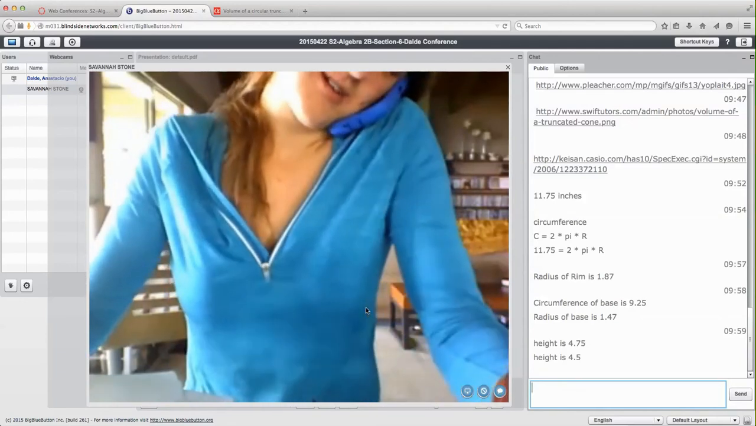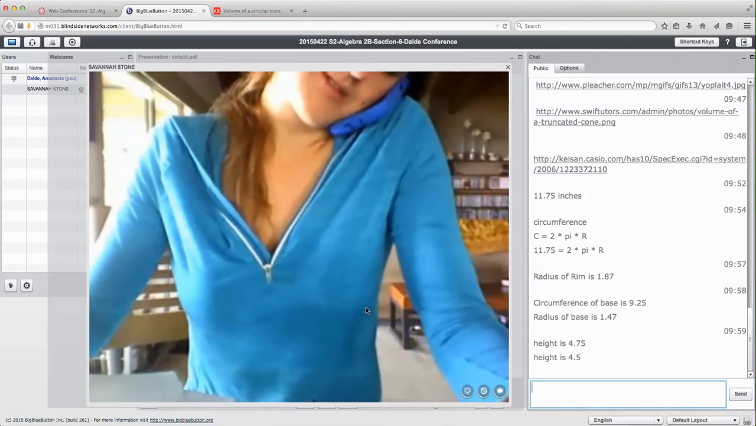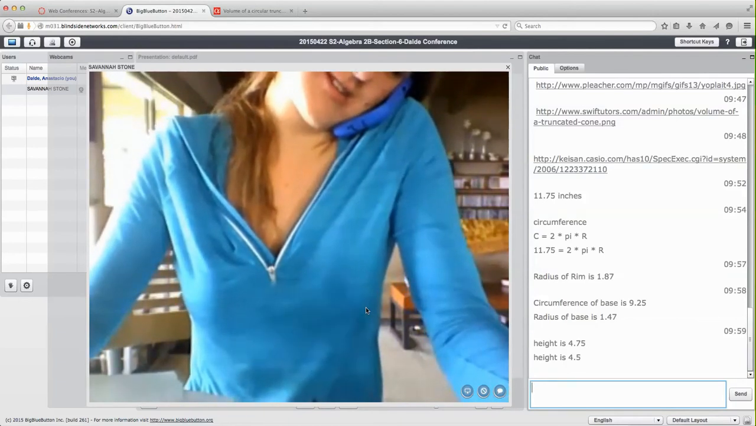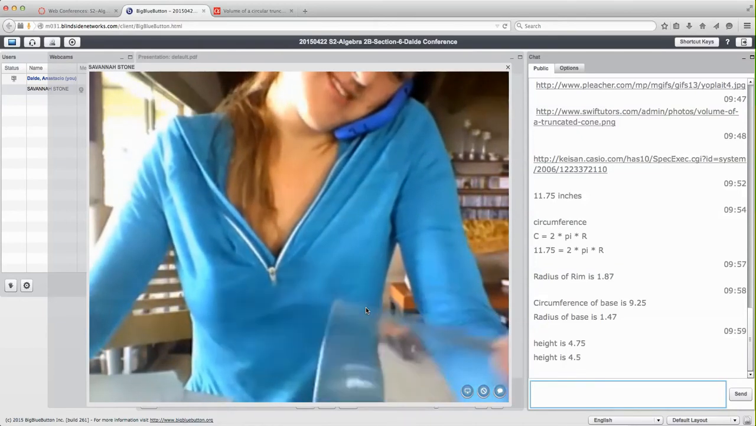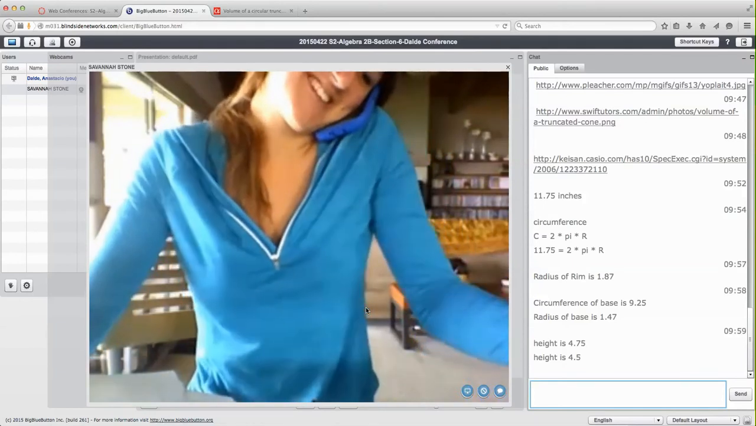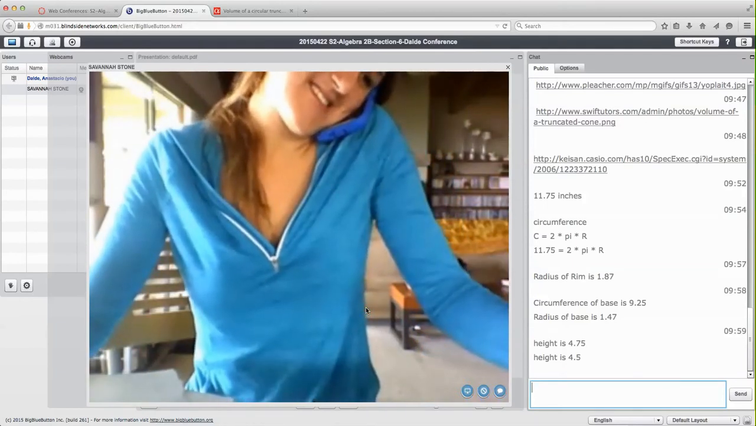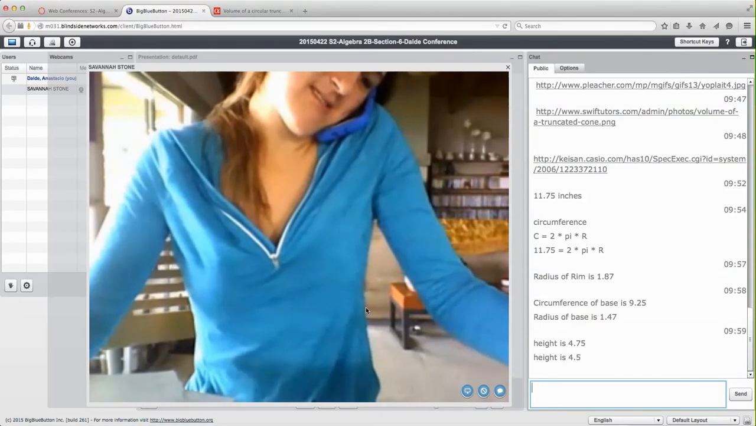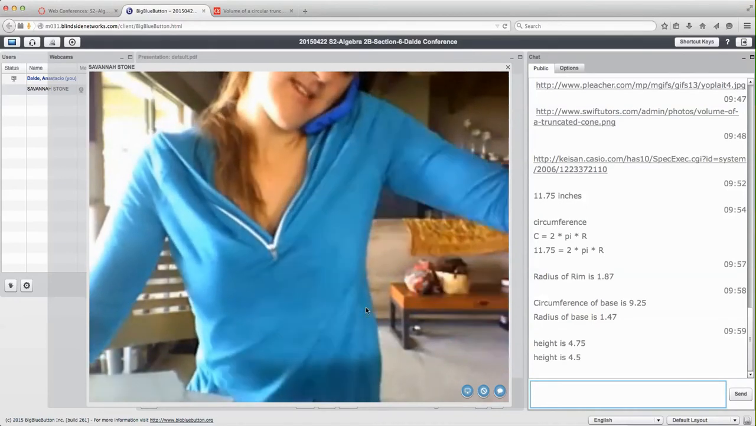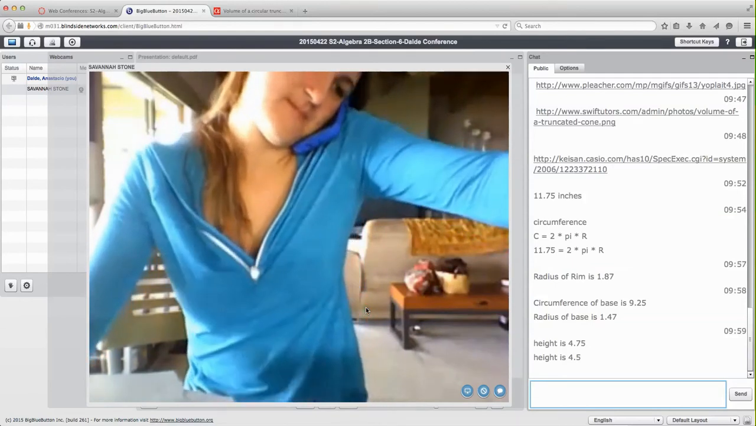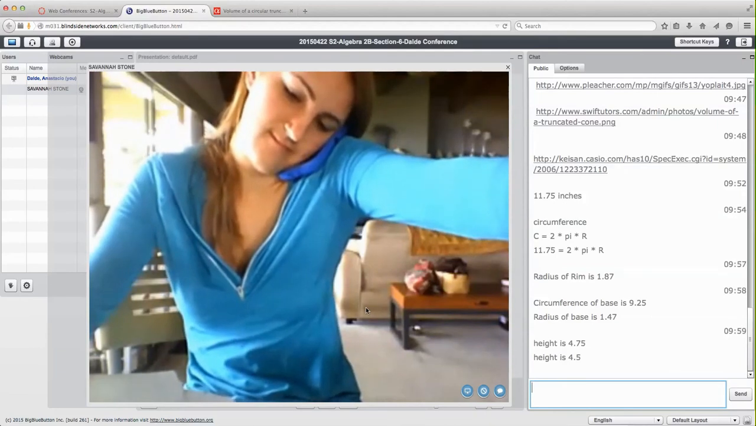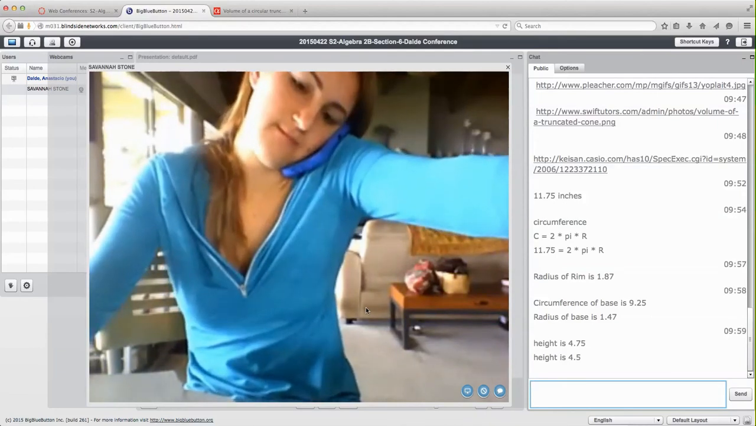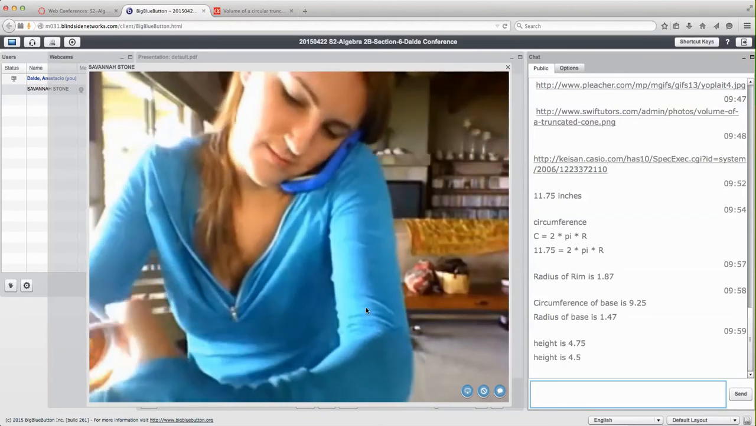The top of the cup is bigger, the bottom is smaller, something that has to do with the different sizes of the circles. That's exactly it. The question I'm asking is, how much further does the top rim stick out from the bottom rim? My answer is 0.4, because all I did was take 1.87 and subtract 1.47. We cool? Cool.